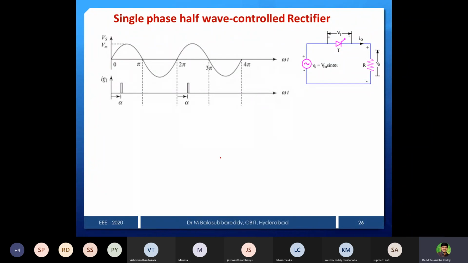Now we always start with the supply. We need to draw the supply, because this is the supply and this one is your load. So by operating this thyristor, how the load is going to vary, that is our only requirement.